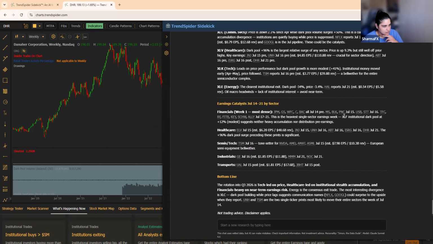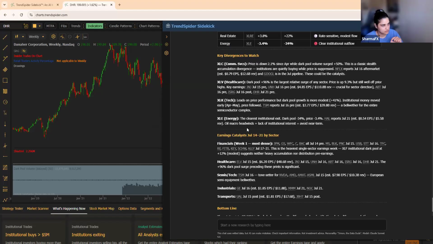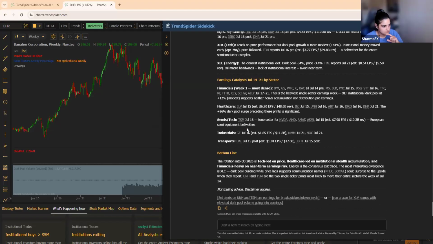So it doesn't seem like the dark pool data is really telling us too much about XLF, but there's obviously some pre-positioning going on here. So the rotation into quarter 3 2026 is tech-led on price, healthcare-led on institutional stealth accumulation, and financial heavy on near-term earnings risk. And the most interesting divergence is XLC. We just looked at that, which was communication services.